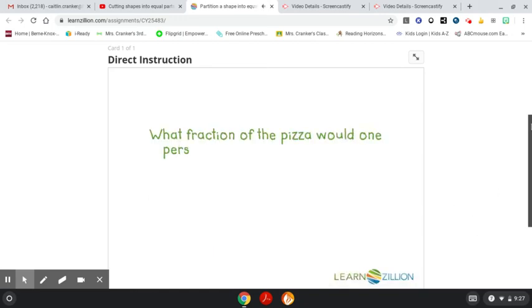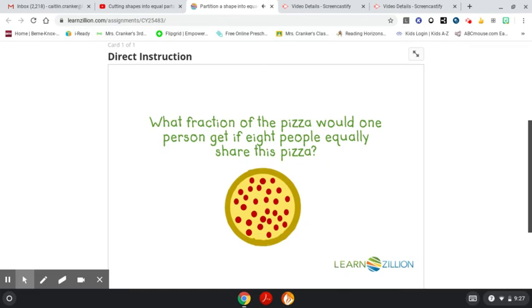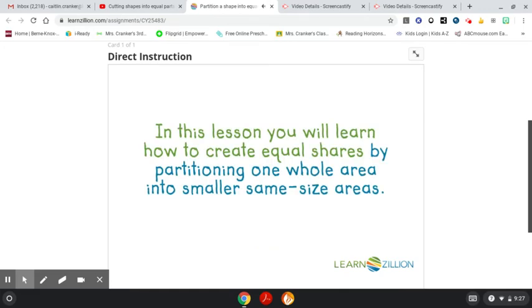What fraction of the pizza would one person get if 8 people equally share this pizza? In this lesson, you will learn how to create equal shares by partitioning one whole area into smaller, same-size areas.